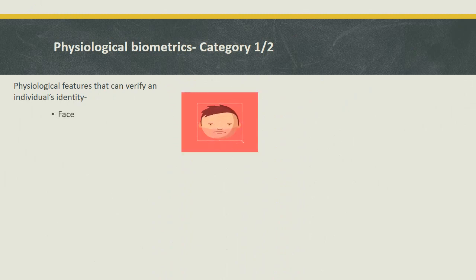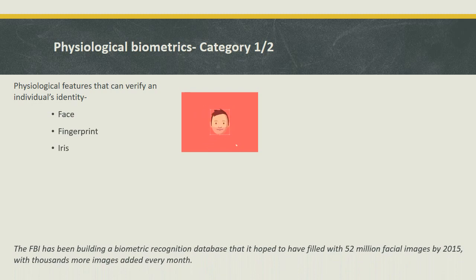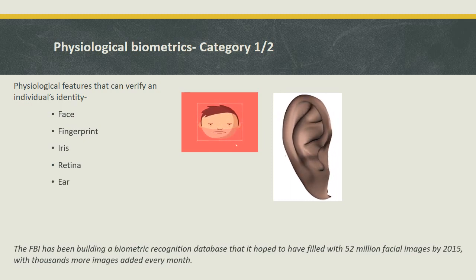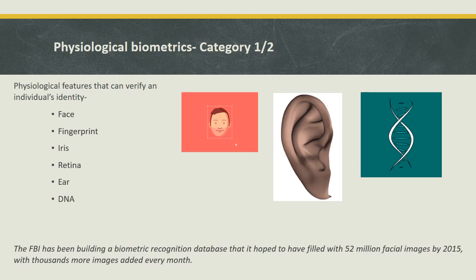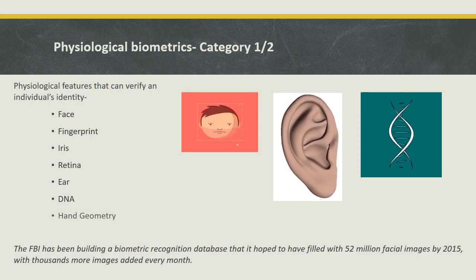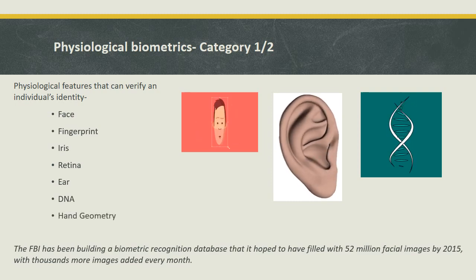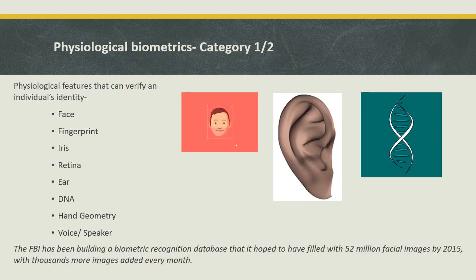Using the facial features of an individual, like a photo ID. Using the ridges and valleys found on the tips of a human finger. Features found in the iris of the eye. The use of patterns of veins in the back of the eye. Using the shape of an individual's ear. The use of segments from DNA. Use of shape, size, and geometry of the hand. Using the voice to determine the identity of a speaker.